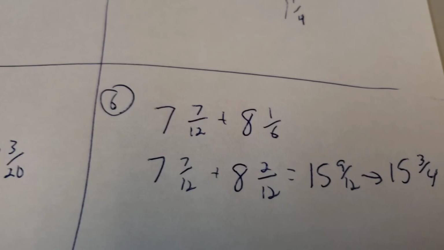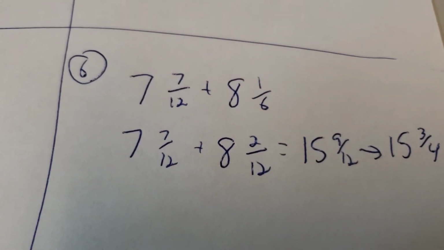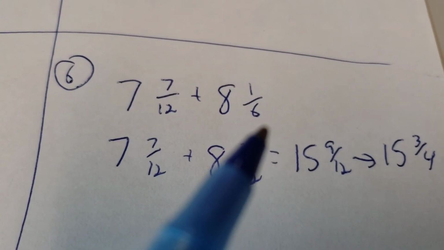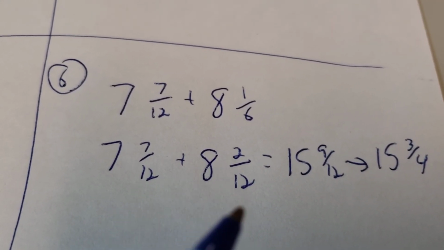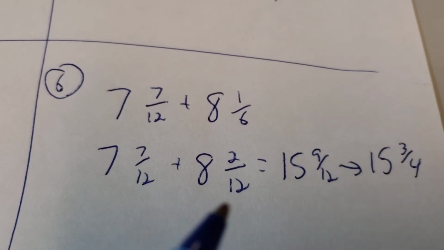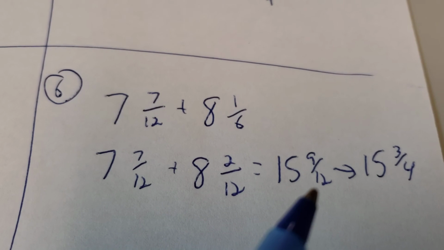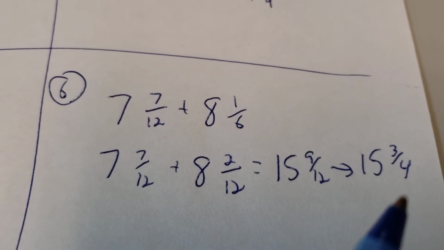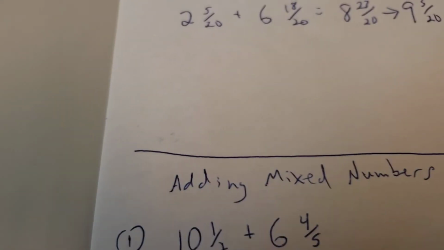And one more to look at here. I got 7 and 7/12 plus 8 and 1/6. You get the denominators to match up. First match will be at 12. So this one's good to go, the 7/12. This one gets adjusted to 2/12. 7 plus 8 gives me 15 and 9/12. And don't forget, check that fraction, see if you can go lowest terms. 15 and 3/4.